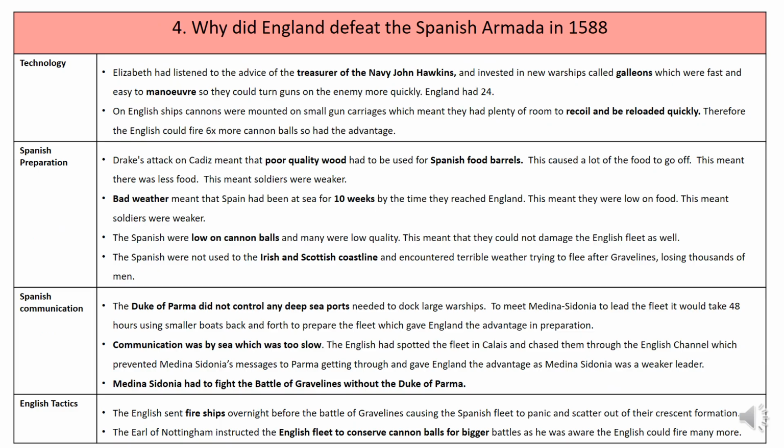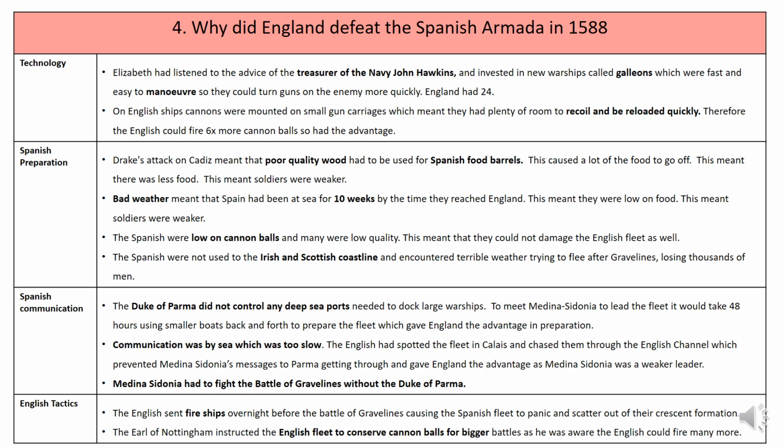Moving on to why England was able to defeat the Spanish Armada in 1588. There's a variety of things here, and they fit fairly neatly into 4 categories. The first being technology. So Elizabeth had taken the advice of John Hawkins, who's the Treasurer of the Navy at the time, and she had invested in 24 galleons, which were a new type of warship.